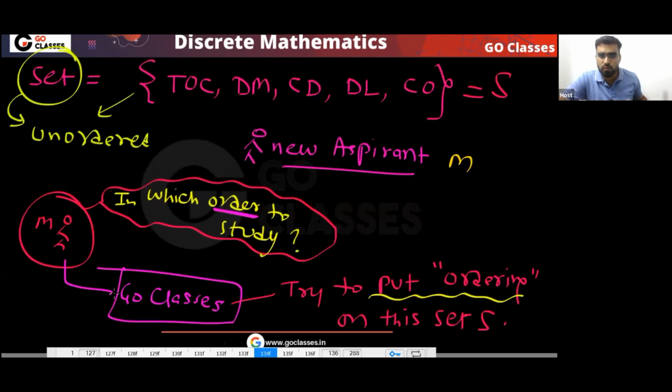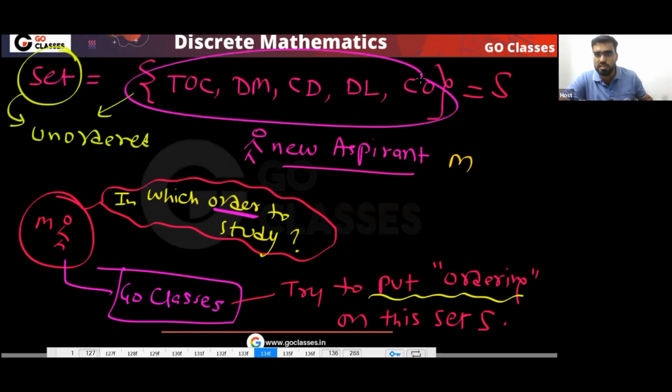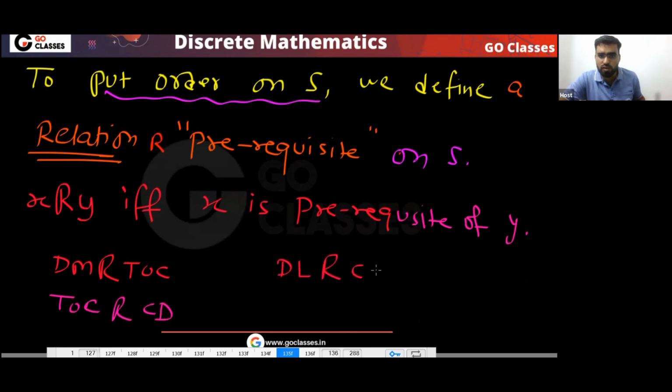Now what this GO Classes has done is that we have defined this relation on this set. Because of this relation, what will happen? Discrete mathematics is a prerequisite of what? Discrete mathematics is a prerequisite of TOC. TOC is a prerequisite of compiler design. Correct? And you can notice digital logic is a prerequisite of computer organization. So these things we have.